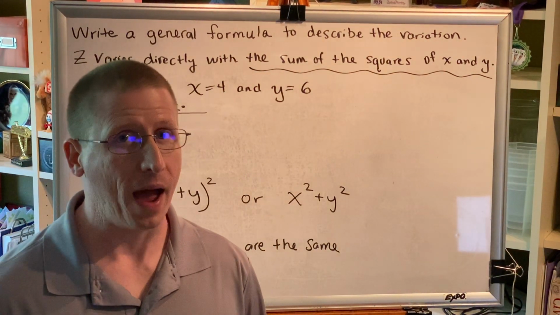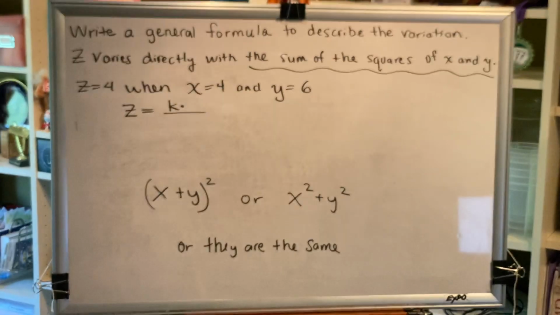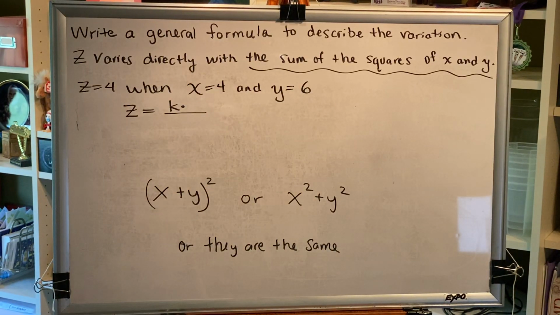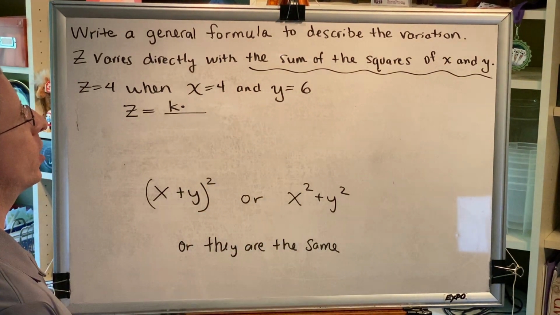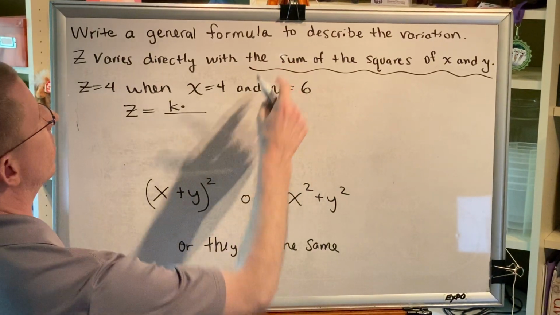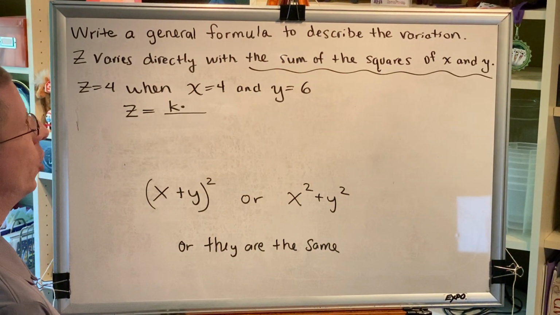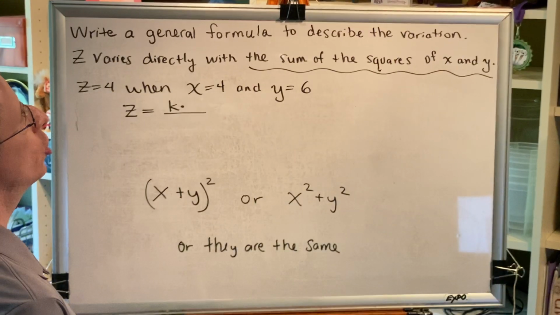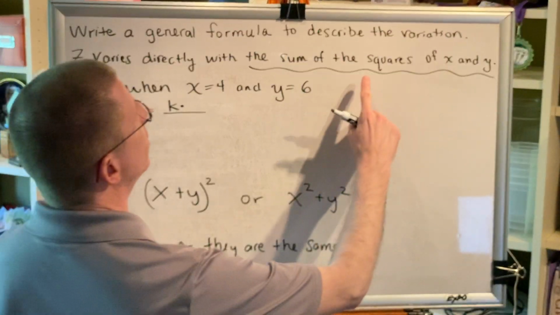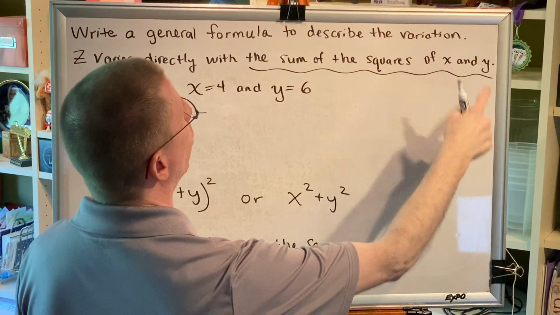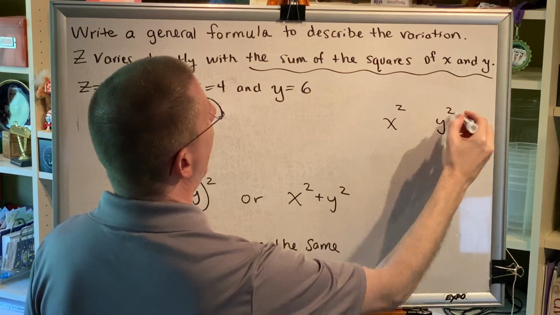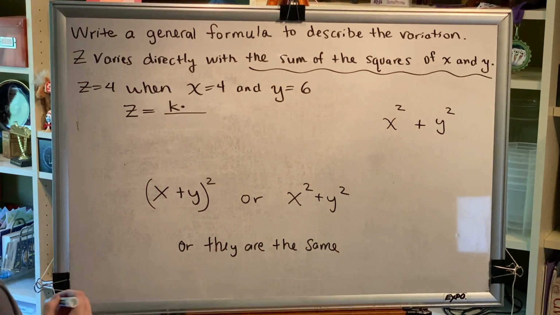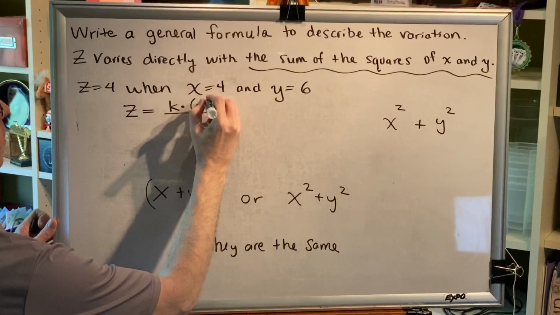All right, welcome back. So, the sum of the squares of x and y. Let's see if we can figure out what that means. First of all, when you see the sum of something, that means we're expecting two things. And because it's a sum, we're going to add them together. So we know adding is part of this problem. So what are the two things that we're adding? It says the squares of x and y. So that would be an x squared and a y squared added together. So the correct answer is x squared plus y squared.